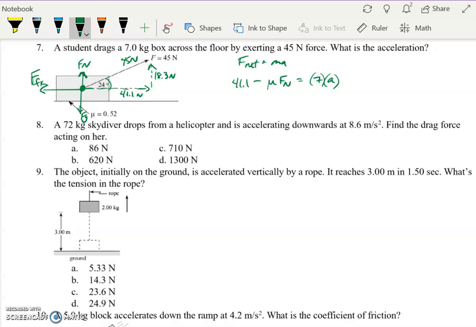Now we need to figure out that normal force, and it's going to be normal force plus 18.3 equals the force of gravity going down. The two up forces balance the force going down. So our force of gravity down is 68.6. If you subtract 18.3 from that, you get a normal force of 50.3. So we've got 41.1 minus mu, which is 0.52, multiplied by the normal force, equals 7a. The only thing we don't have is a, and it's 2.13.